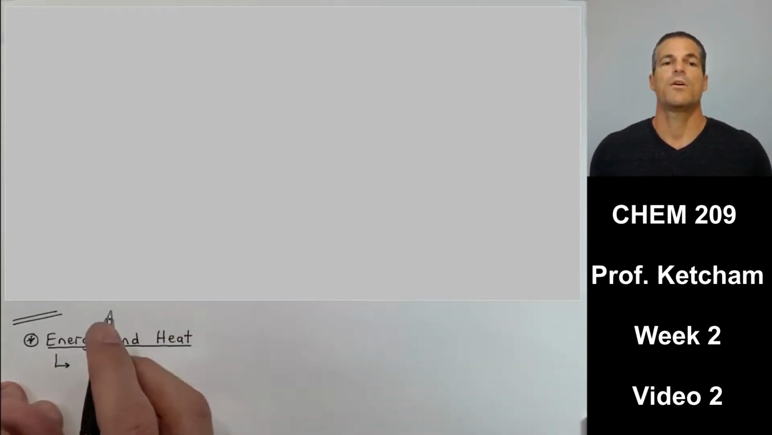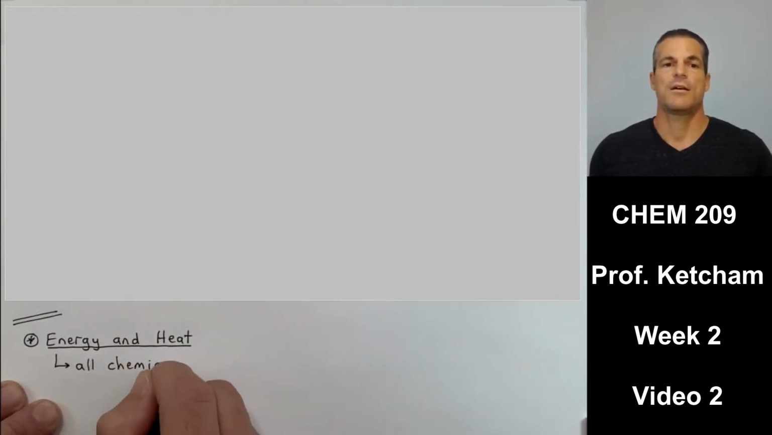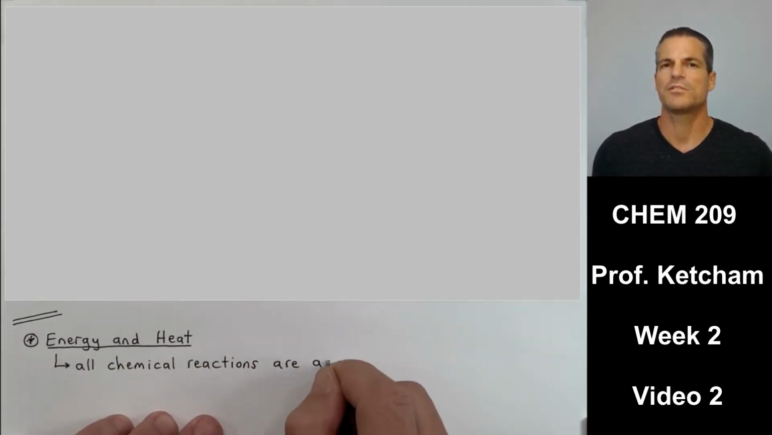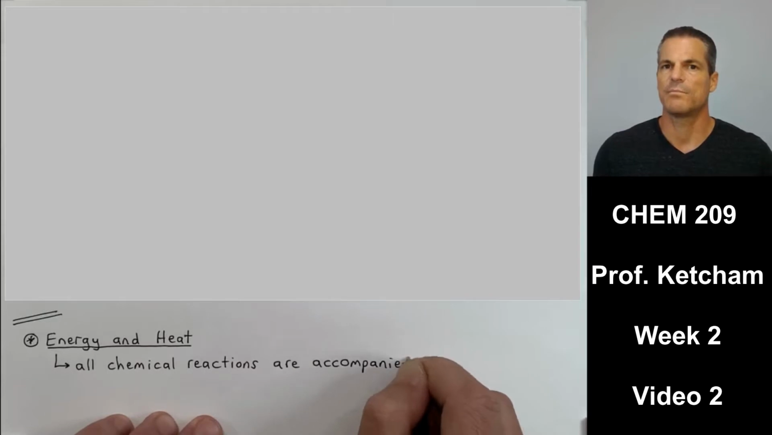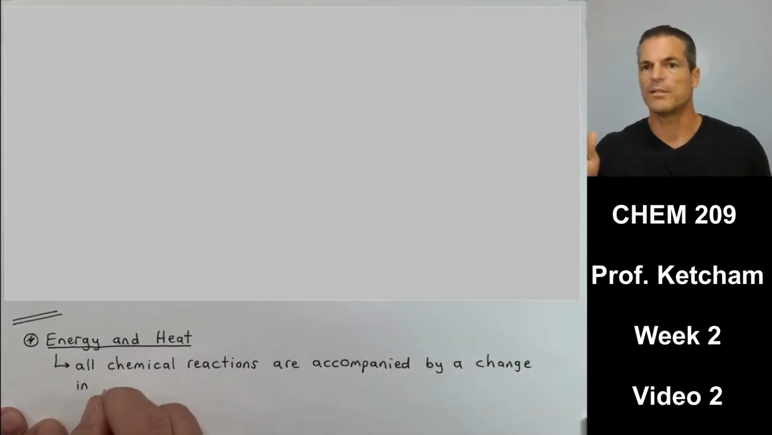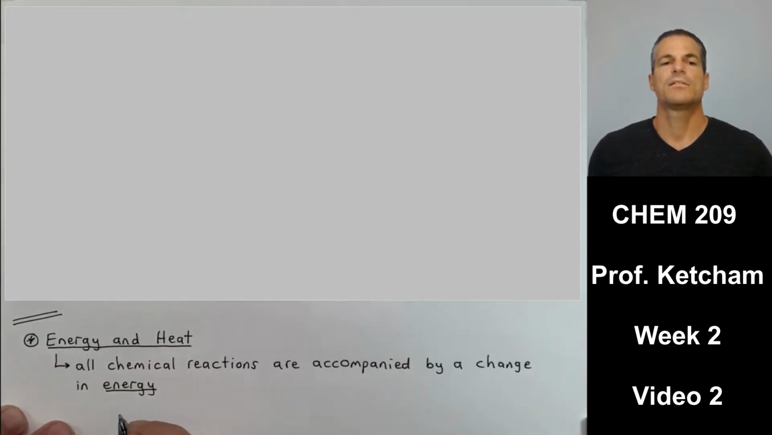All right. So energy and heat. Heat is closely related to temperature, but temperature is just a measure of how hot or how cold something is. Heat, on the other hand, has a direction, a movement of energy. So let's get to the notes here.